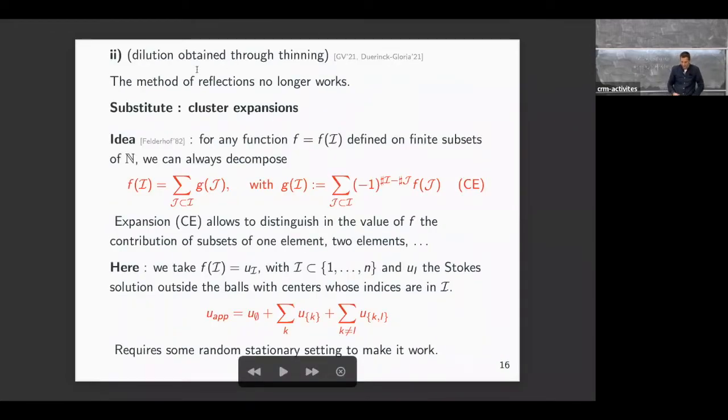Okay. How much time do I have left? 10 minutes, maybe. So I will not go too far here.